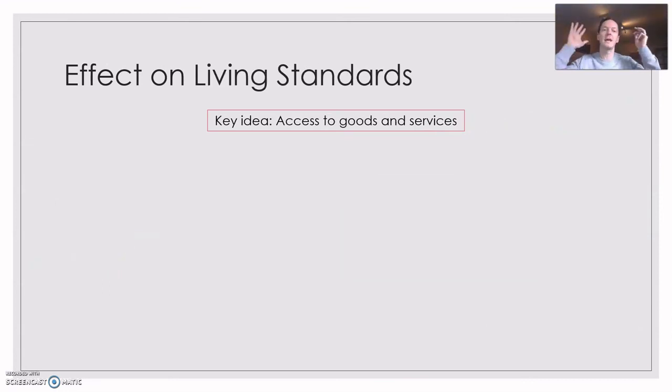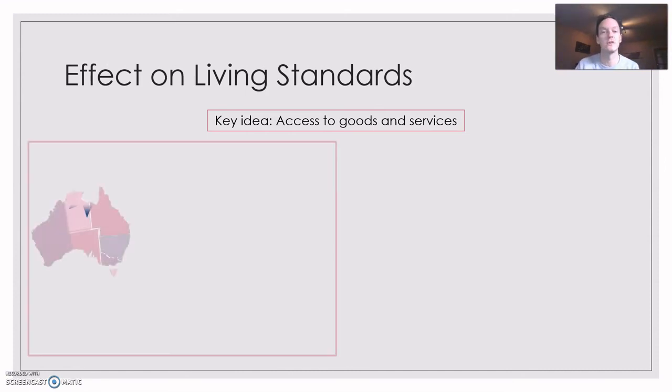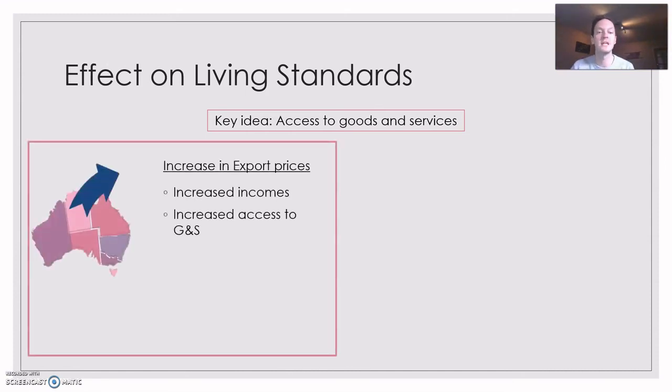And then our final one is living standards. We're nearly there, hooray! Your key idea always with living standards is the change to access to goods and services. So with exports, when there's an increase in export prices, there's increased money in the economy, full stop. Whether you and I have received that extra money is not the point. When there's more money in the economy, the money usually circulates within that particular economy, and as a result, the average access to goods and services has increased. So we can say an increase in export prices increases access to goods and services.